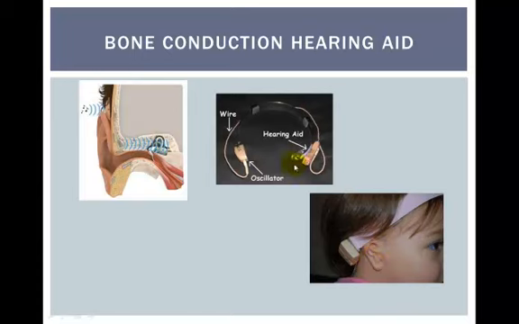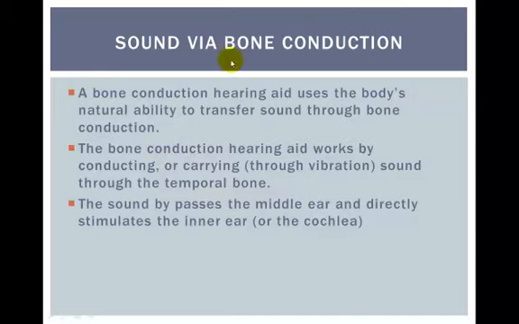Okay, so we could do these with a headband, but once the baby's head is large enough to have surgery, then we're going to talk about a bone anchored hearing aid, or surgically implanted. But for now, it's important for you to understand the concept behind a bone conduction hearing aid. It's vibrating the mastoid and sending the sound directly to what we hope to be a normal hearing cochlea. So, sound via bone conduction.